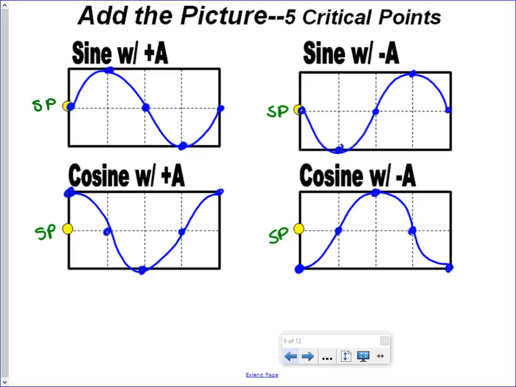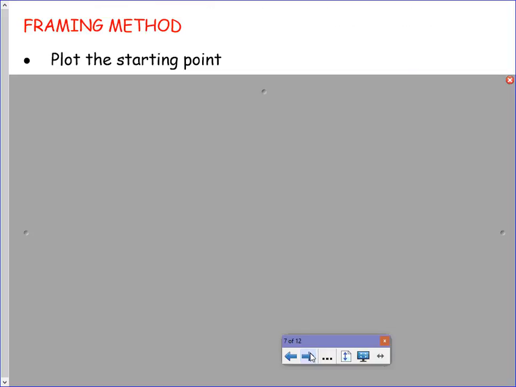Anybody need more time getting those down? Okay, so this is just kind of a rundown of how you work the framing method. You can write these things down if you want. They're very similar to the steps that are on the blue sheet, so if you choose not to copy down these things, that's also okay with me.